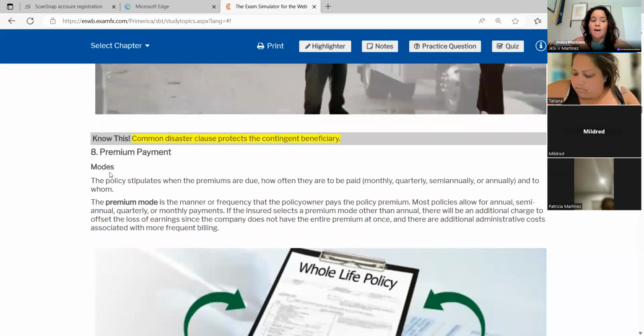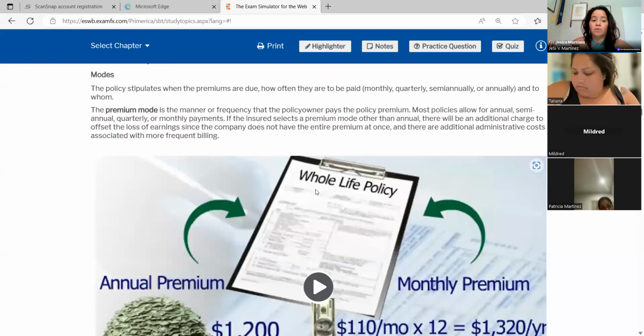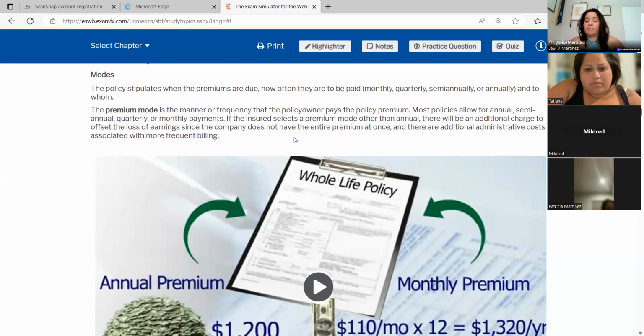Premium payments. Modes. The policy stipulates when the premiums are due, how often they are to be paid, which is monthly, quarterly, semi-annually, or annually, and to whom. The premium mode is the frequency with which the policy owner pays the policy premium. Most policies allow for annual, semi-annual, quarterly, or monthly payments. If the insured selects a premium mode other than annual, there will be an additional charge to offset the loss of earnings, since the company does not have the entire premium at once.